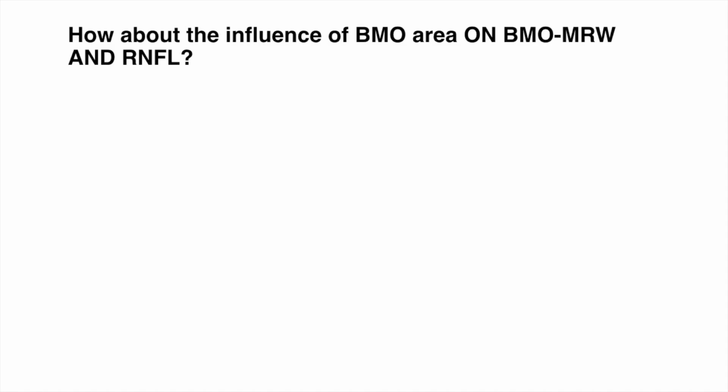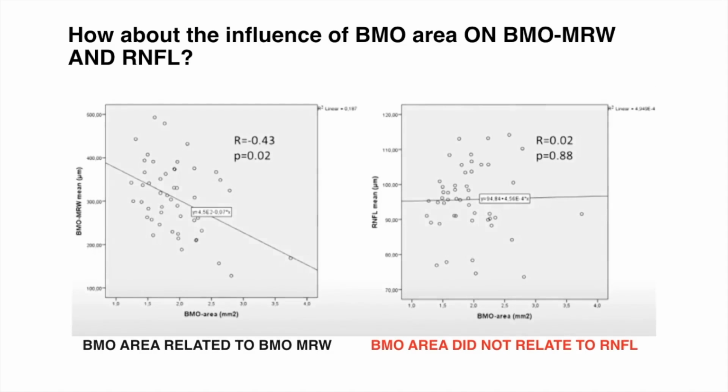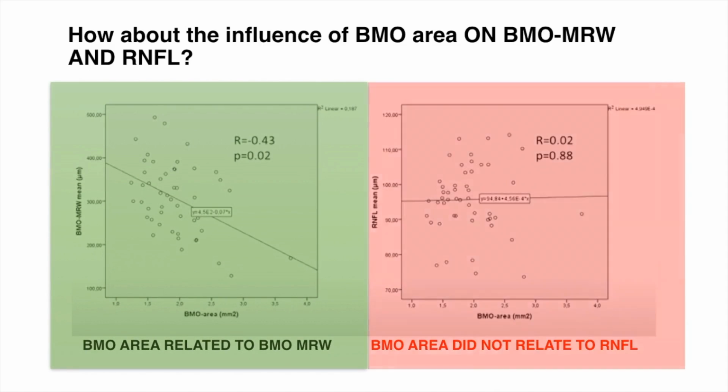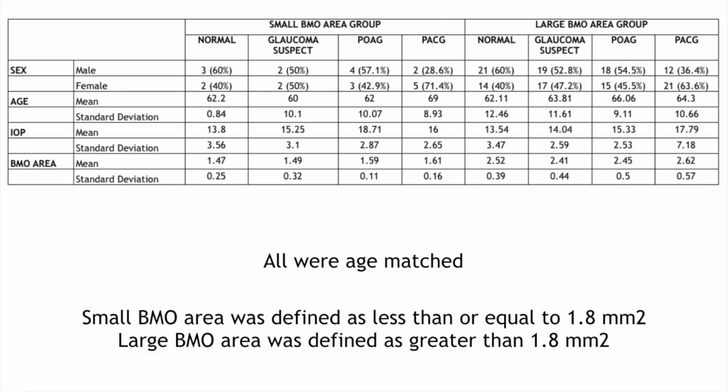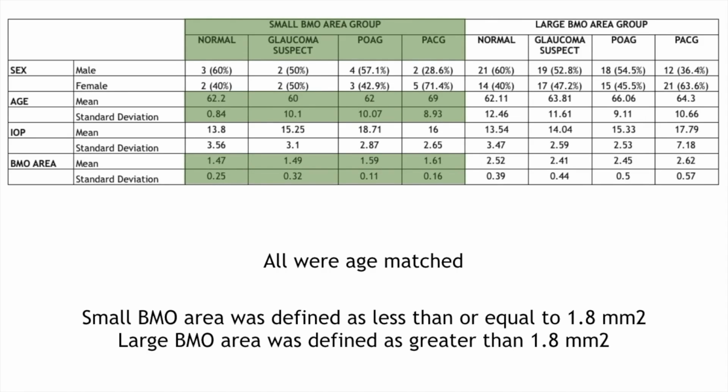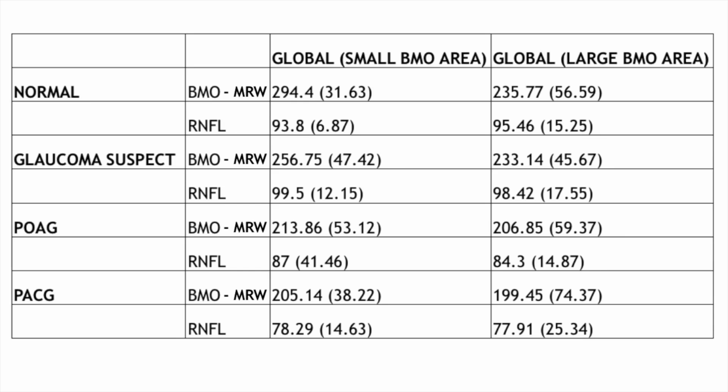How about the influence of BMO area on BMO MRW and RNFL? BMO area related to BMO MRW but did not relate to RNFL. Hence, among the 160 study population, two groups were divided based on BMO area. The small BMO area group had a BMO area of less than 1.8 mm square. The large BMO area group had a BMO area greater than 1.8 mm square. All were still age matched and compared.